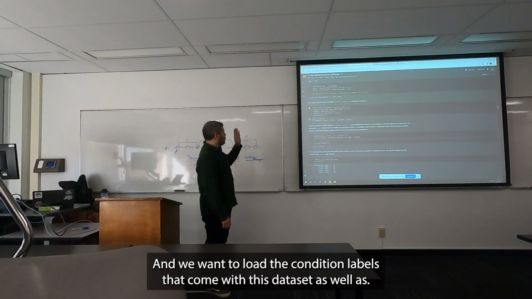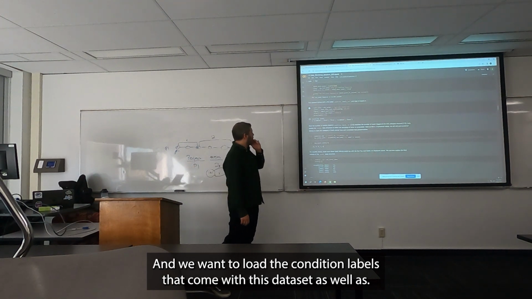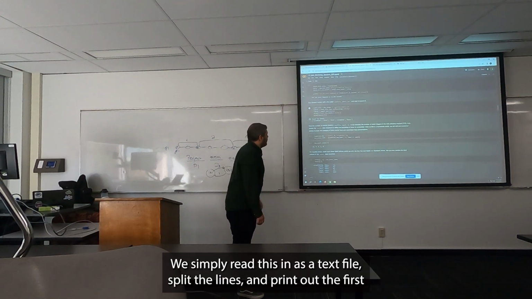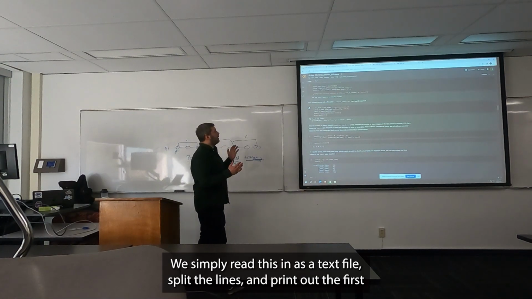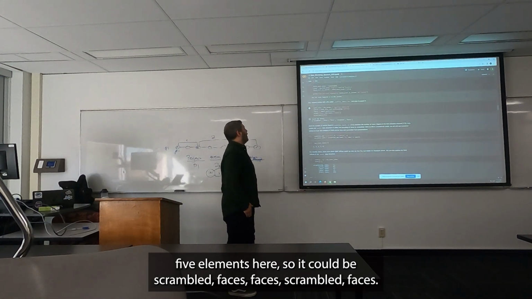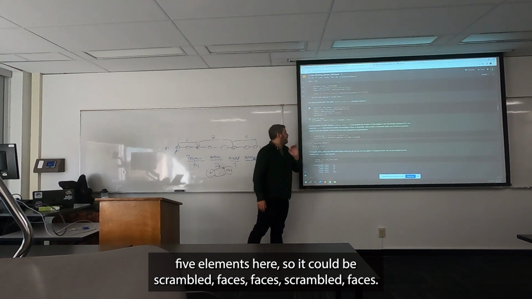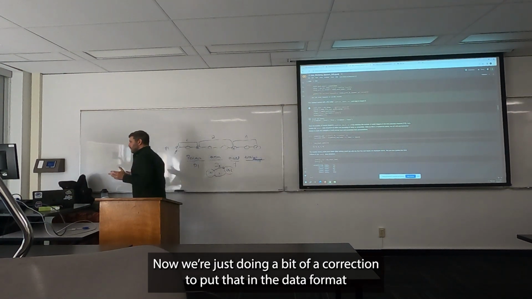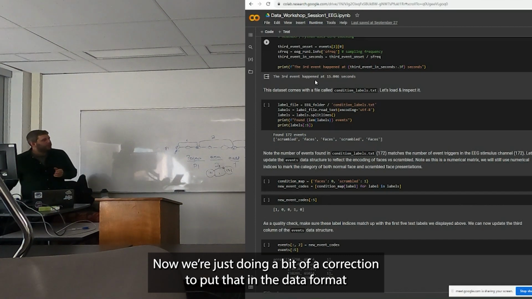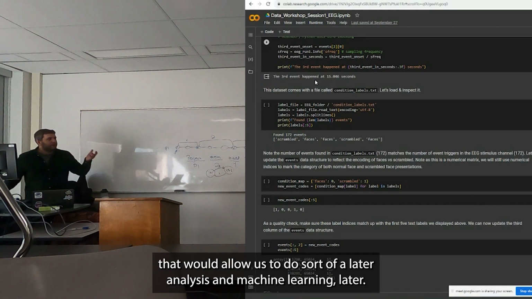If we want to load the condition labels that come with this data set as well, we simply load a text file, split the lines, and I print out the first 5 elements here. So we have scramble, face, scramble, face. Now we just need to do a little bit of correction to put that in the data format that would allow us to do later analysis and machine learning.